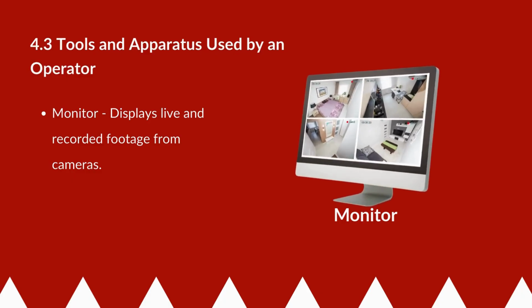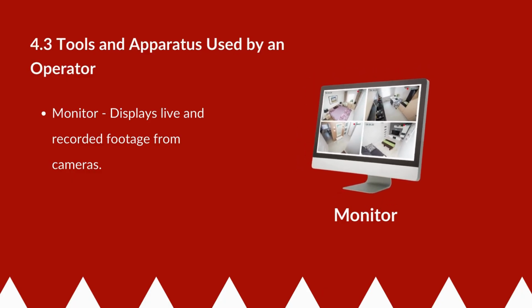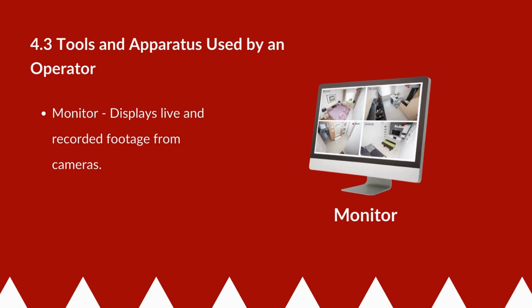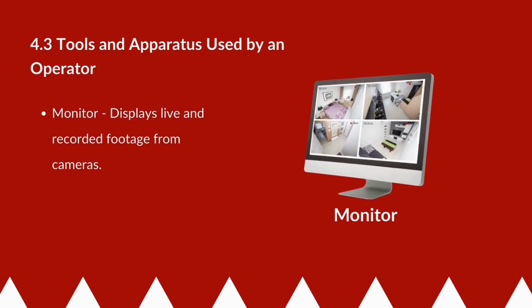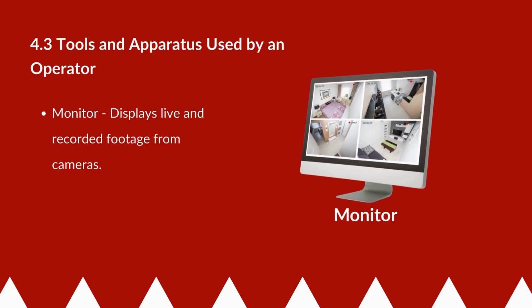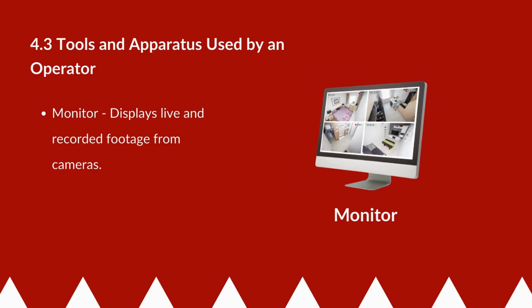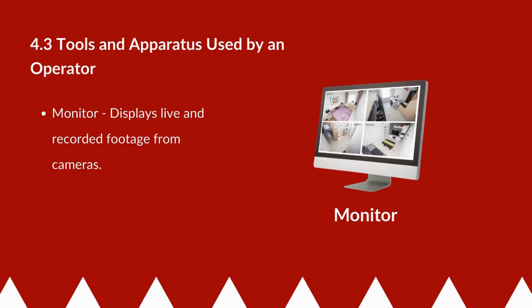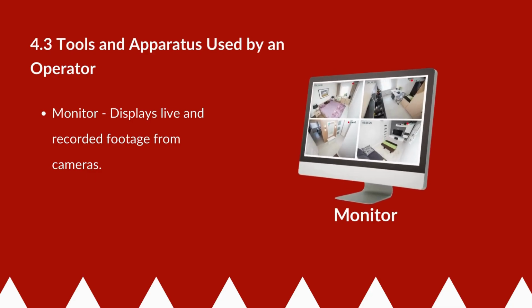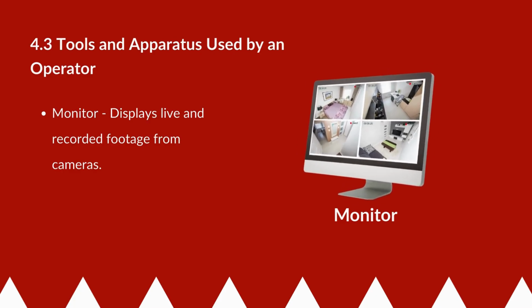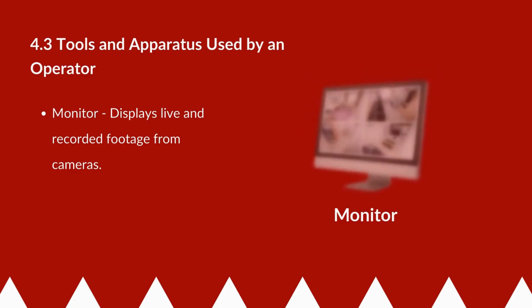Number one, you have to have a very good screen, a very good monitor, which displays live and recorded footage from the cameras. It might be a video wall sometimes. The concept of video wall, we'll get there. It's basically arrays of screens or monitors that link together to form one big, huge screen. Okay, so you have to understand that you are going to be working with a lot of monitors, watching multiple screens at the same time.